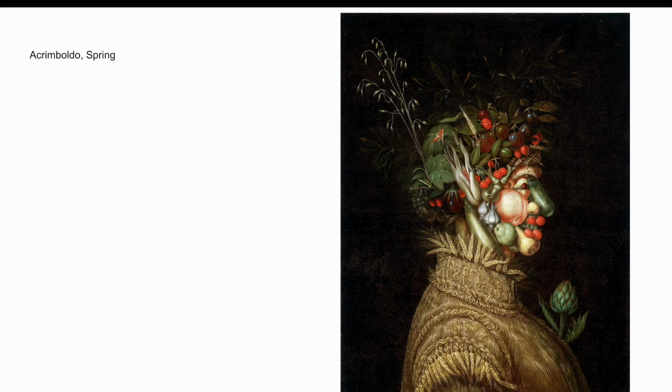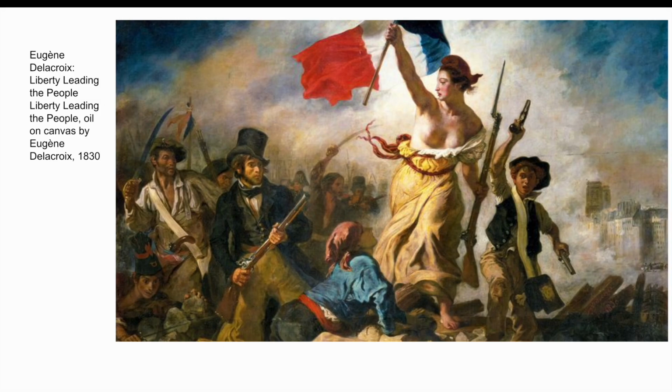All right. This is Arcimboldo, who, if you're not familiar with him, is a wonderful painter from the 16th, 17th century, who painted people out of fruit. So this is an allegorical figure representing spring.